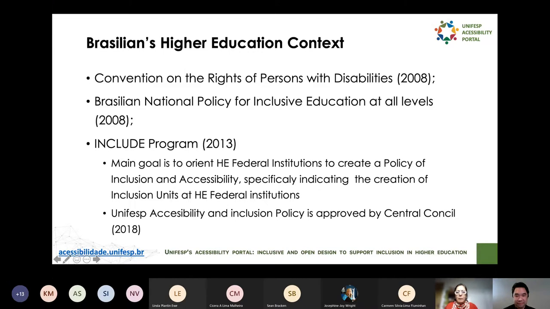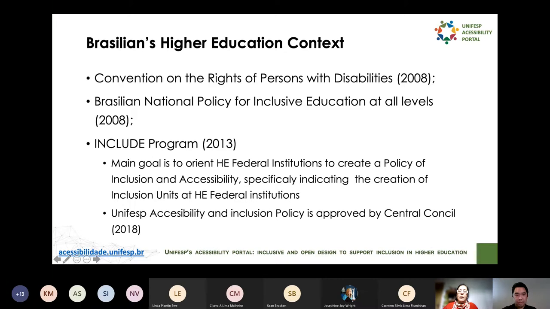I would like just to make a quick context of higher education and inclusive policies in Brazil. Brazil signed the Convention on the Rights of Persons with Disabilities in 2008. Based on all those international laws and documents, we also have in Brazil a national policy for inclusive education. We started inclusive education at the higher level, at universities, very recently, around 2008, 2010.